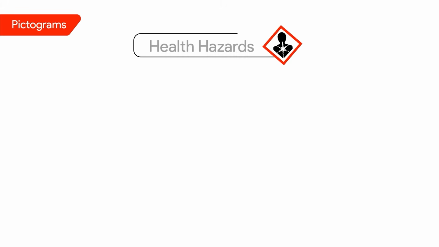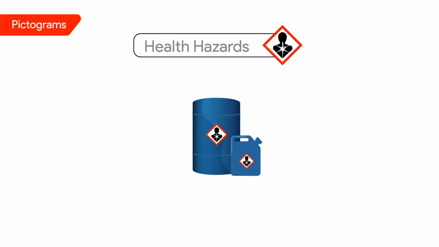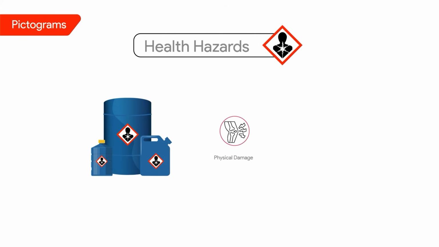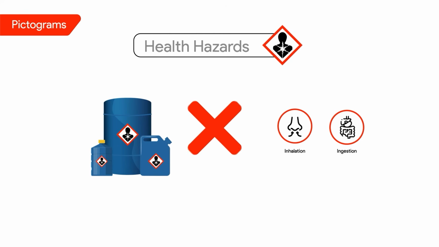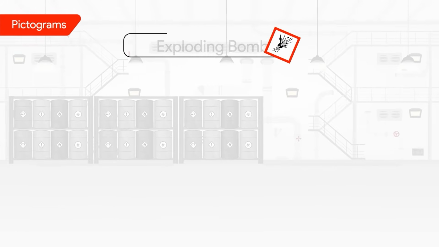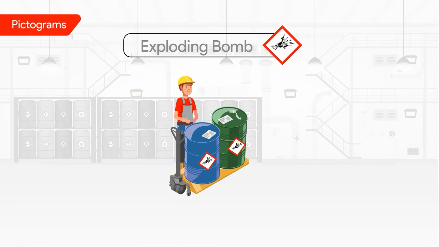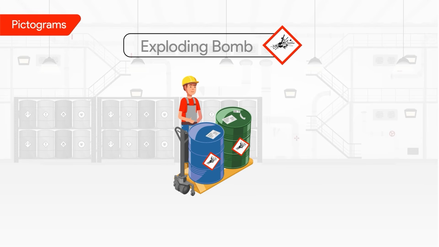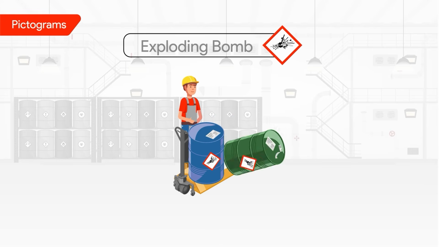Health hazards. Substances displaying the health hazards pictogram can pose several health hazards and have the ability to physically damage or potentially kill an animal or a human. These substances should never be inhaled or ingested under any circumstances. Exploding bomb. The exploding bomb pictogram indicates that the materials are explosive or highly reactive. Quite simply, these products can be self-reactive and can explode if handled improperly.